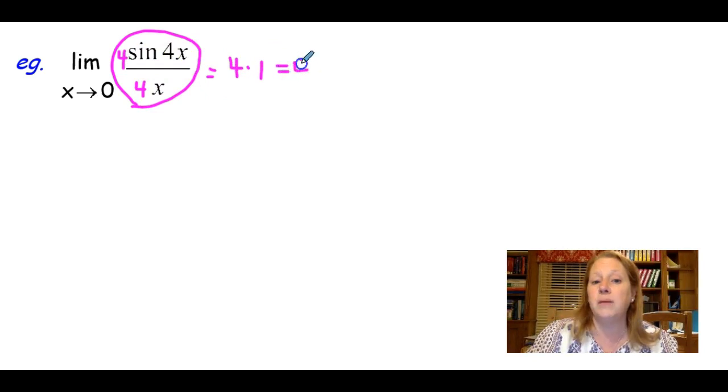The answer to this problem is 4 because I manipulated it so I got my special trig limit in there.